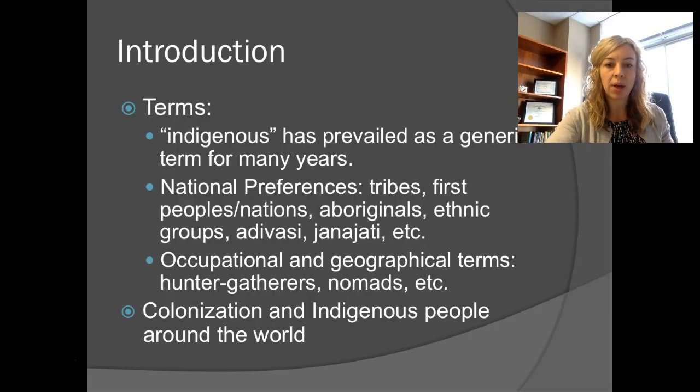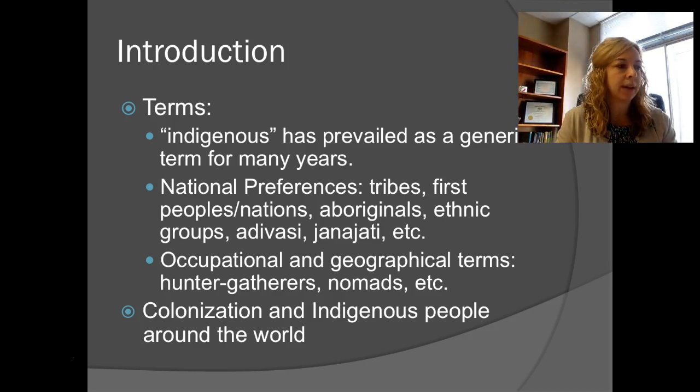Okay, so the term Indigenous has prevailed as a generic term for many years. It's used also internationally, but there's also national preferences. So within the US, there are a lot of tribes. There's also tribes internationally, but within Australia, they might use the word Aboriginal. There might be very specific ethnic groups within certain countries that are Indigenous groups. And then I've listed a couple of others there that I don't know how to say actually. But the idea is that within each nation, there might be different terms that are used for the Indigenous people there. There are other terms that might be used that have more to do with occupation or geography.